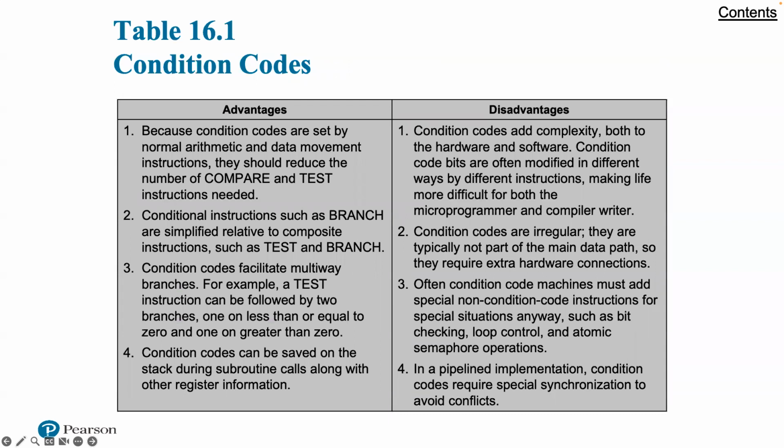Many processors, including those based on the IA64 architecture and the MIPS processor, the two major categories we've been focusing on for the most part in this class, do not use condition codes at all. Rather, conditional branch instructions specify a comparison to be made and act on the result of the comparison without storing a condition code. Table 16.1, which we're showing here, lists key advantages and disadvantages of condition codes.